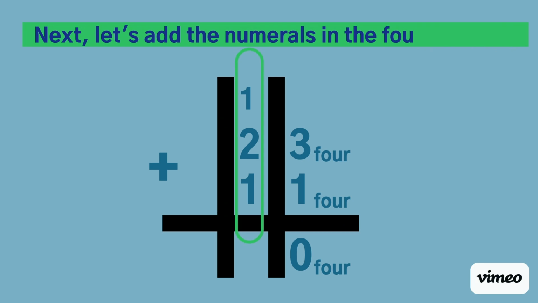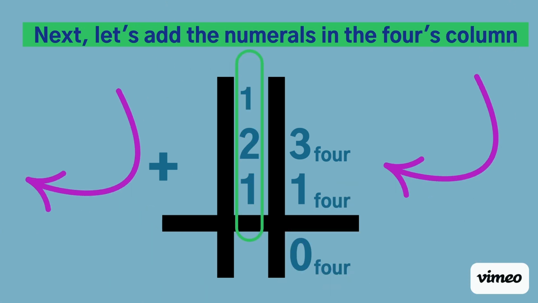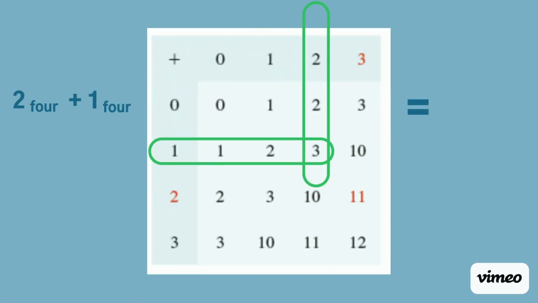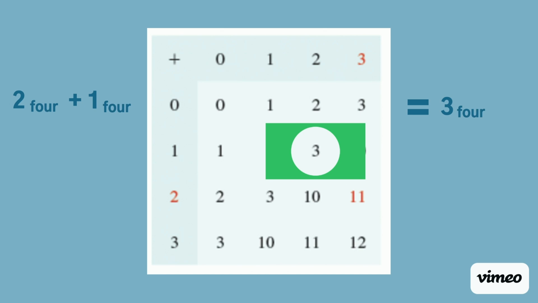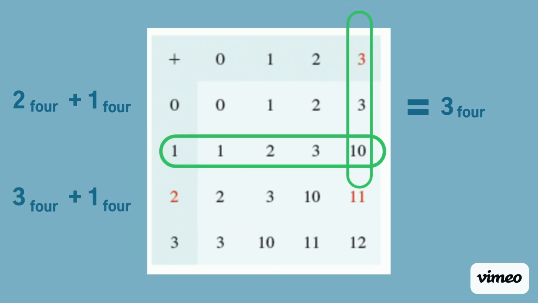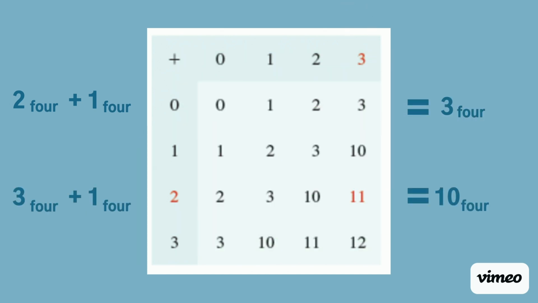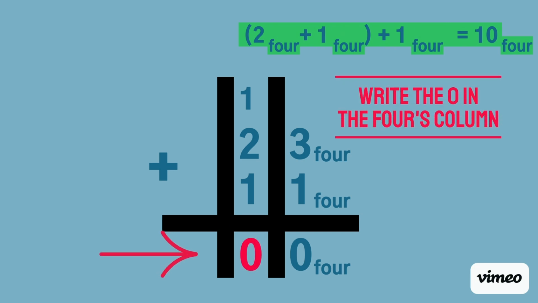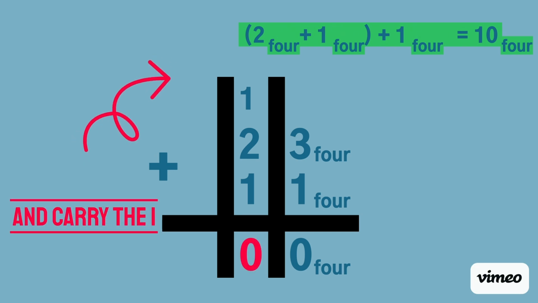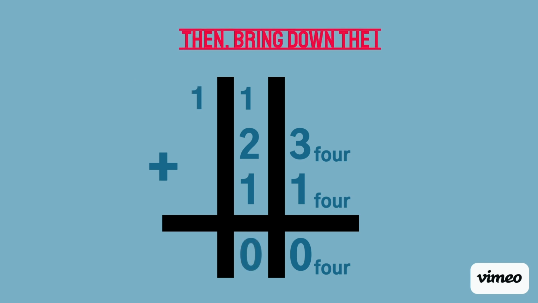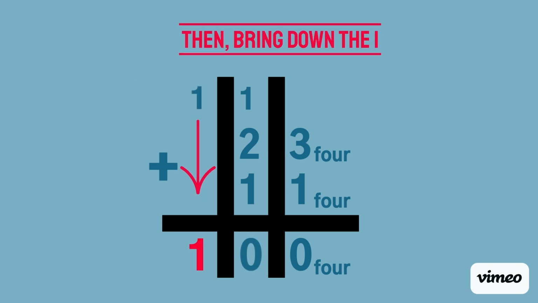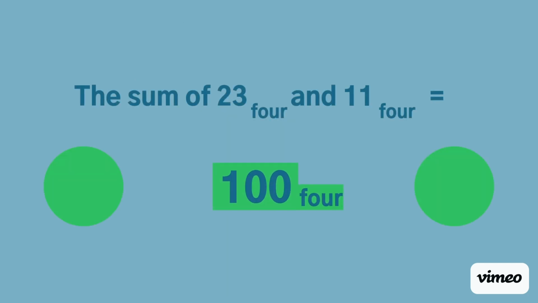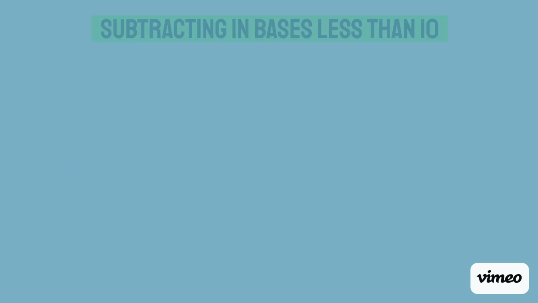Next, we're going to add the numbers in the 4's column. Our table shows us that 2 plus 1 in base 4 is 3. Then we see that 3 plus 1 in base 4 is 10. We're going to put the 0 in the 4's column and carry the 1. Then we're going to bring down the 1. Our sum is now 100 in base 4.